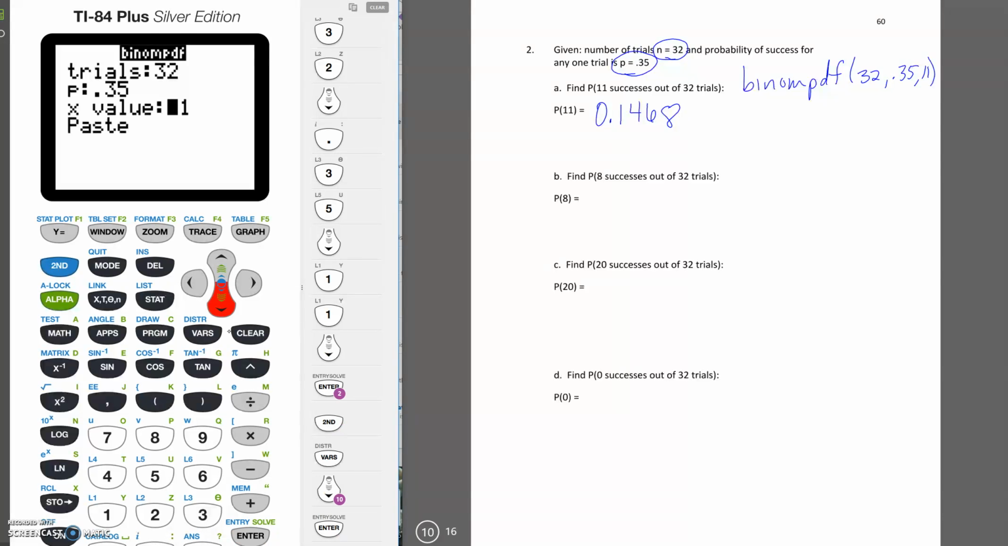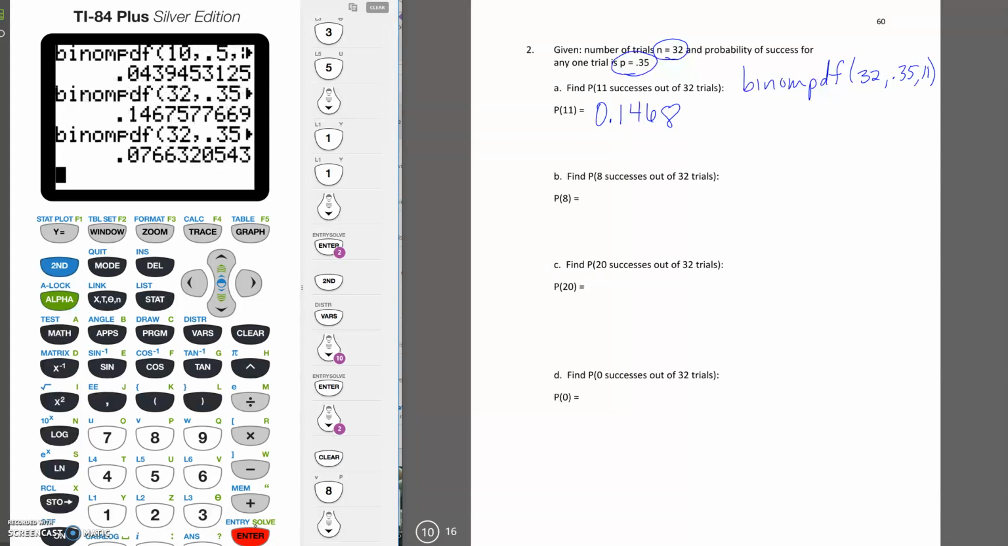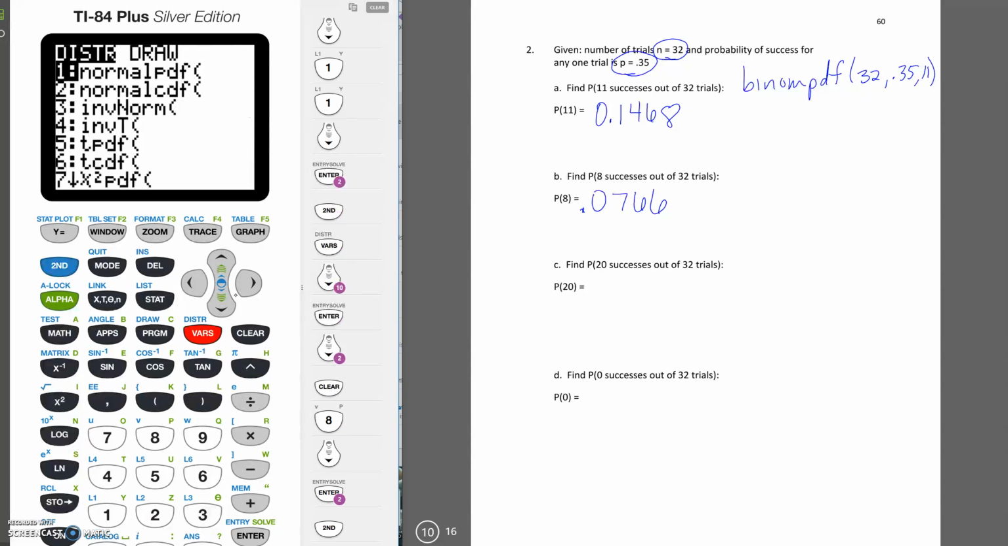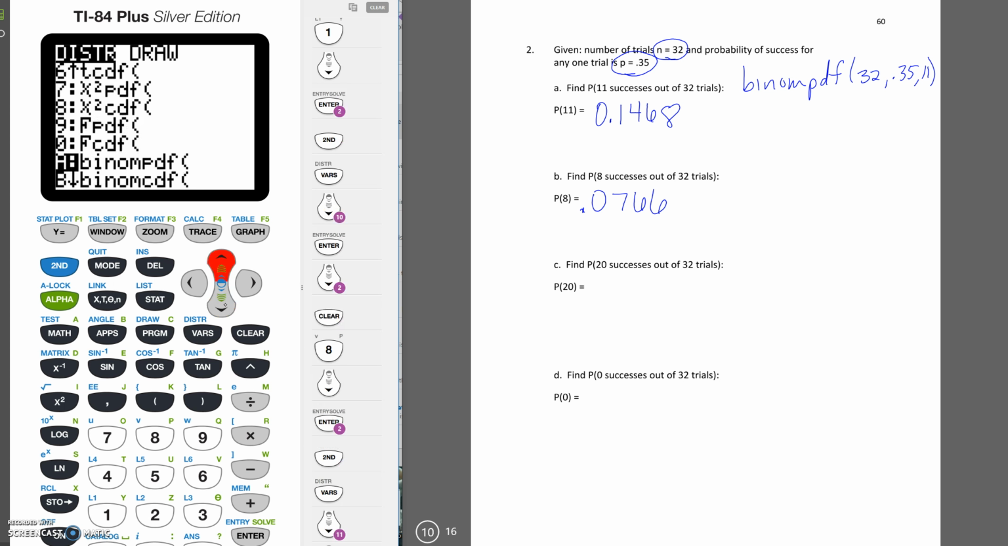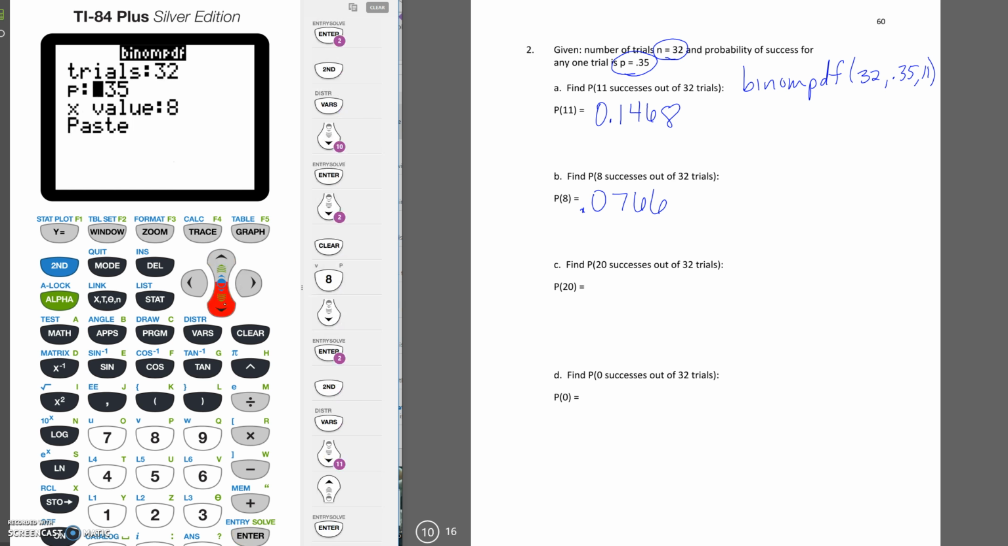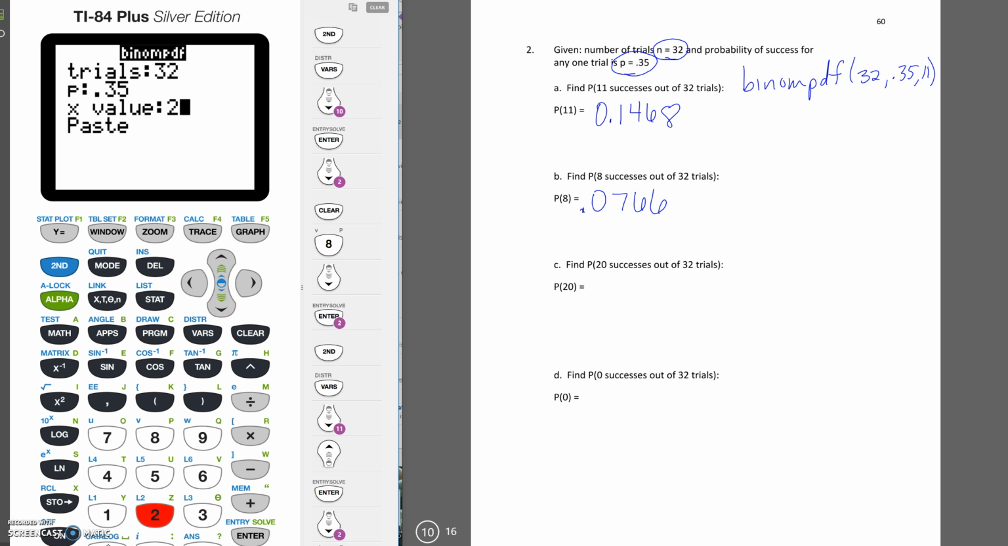For the next one, we want 8 successes, so we're just going to change the x to an 8. There we see 0.0766. For C, we want 20 successes. We still have the same number of trials and the same probability, so the only thing we have to change is that x value.